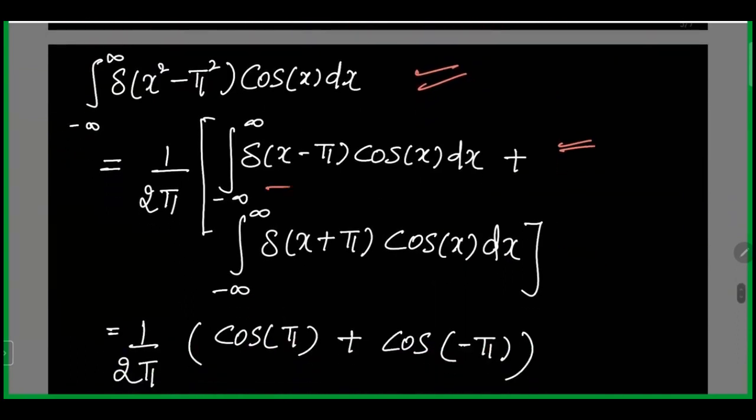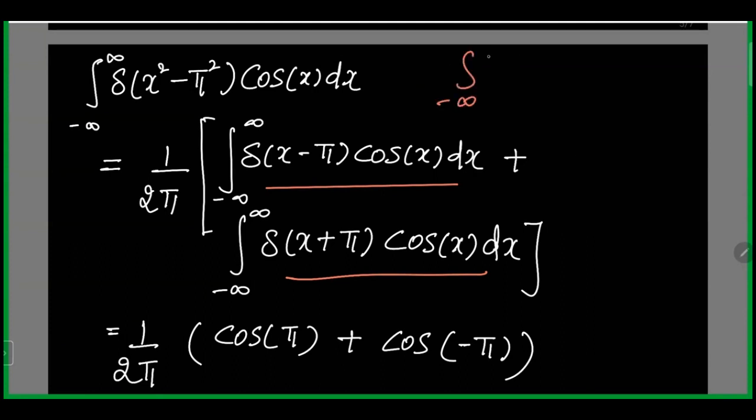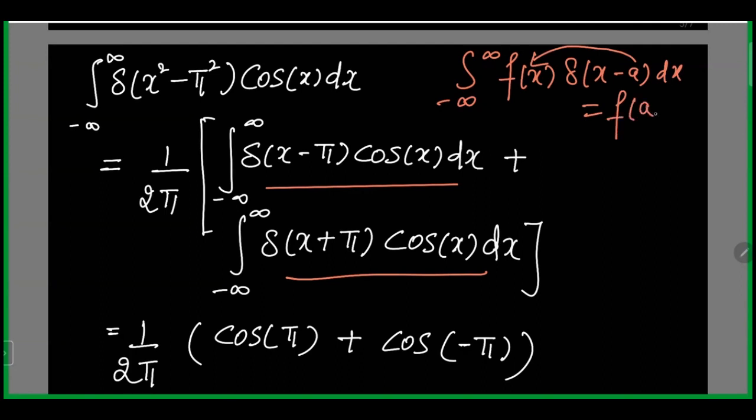So first integral that you will get is this one, and the second integral that you will get is this one. So how do we solve this now? Remember first property. f(x) δ(x minus a) dx. What I do is I simply put the value of my a in my function and I get f of a. This was my first property.